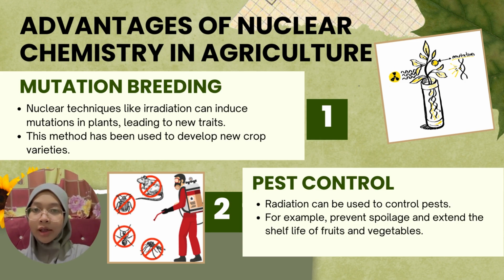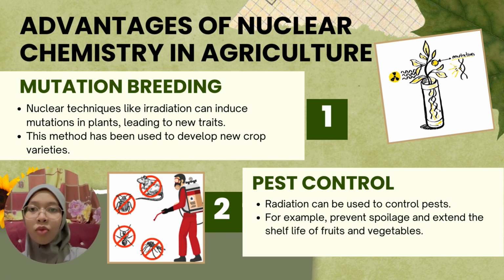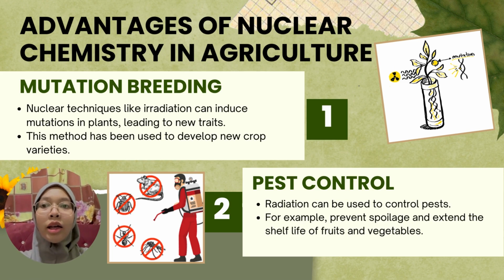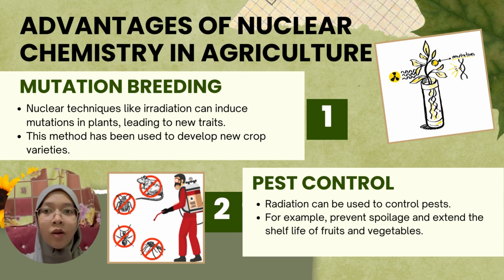First is mutation breeding. Mutation breeding is a nuclear technique like irradiation that can induce mutation in plants, leading to new traits such as disease resistance, higher yields, or improved nutrition contents. This method has been used to develop new crop varieties.